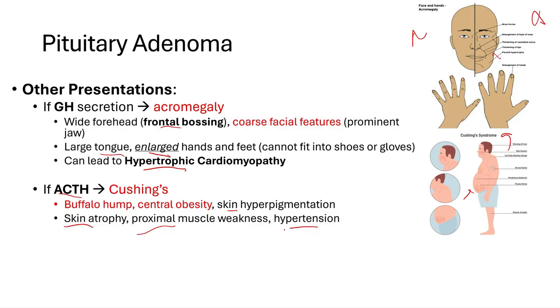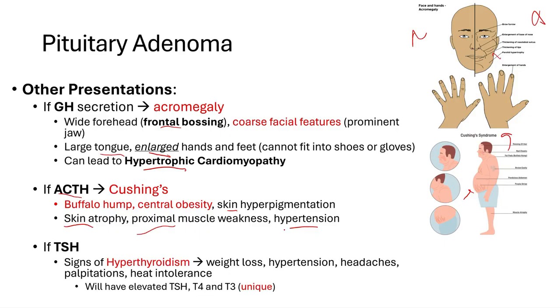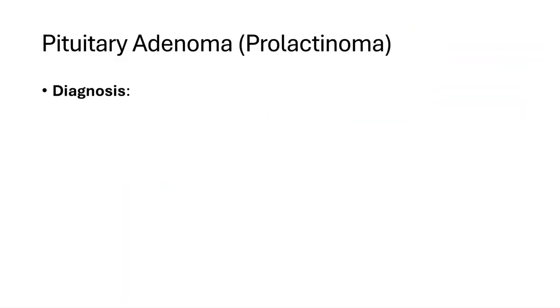And then the last one we'll discuss briefly is TSH. This one is very unique in the fact that we get signs of hyperthyroidism, so weight loss, hypertension, headaches, palpitations, heat intolerance, all those things associated with hyperthyroidism. But what tells us apart is the lab findings. Typically, we will see elevated TSH, because that is what is being secreted, with an elevation in T4 and T3. And that is unique compared to what we typically see in hyperthyroidism, which is typically elevated T4 and T3 with a suppressed TSH. But since the issue is in the pituitary, the TSH in this case is what's driving the hyperthyroidism. So for the rest of this lecture, we will now discuss pituitary adenoma and the diagnoses.